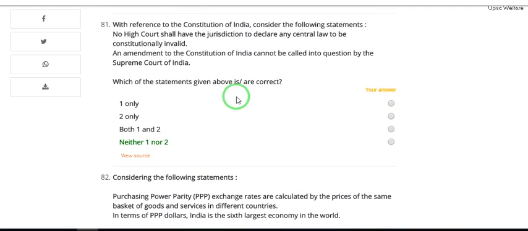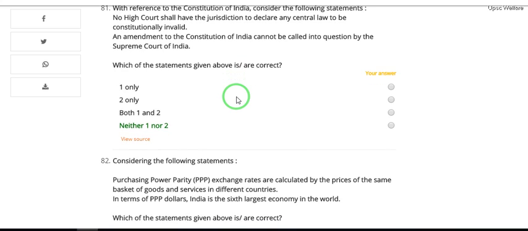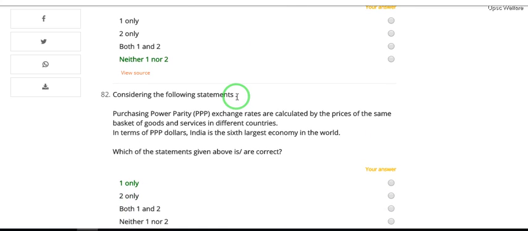Now 81, with reference to the Constitution of India. This question is coming from Indian polity. The first statement says no High Court shall have the jurisdiction to declare any central law constitutionally invalid. No, High Courts do have that, so it's wrong. Second, an amendment to the Constitution of India cannot be questioned by the Supreme Court of India. No, the Supreme Court has the power to review that, so it's also wrong. So D will be the answer, because neither 1 nor 2 is correct.